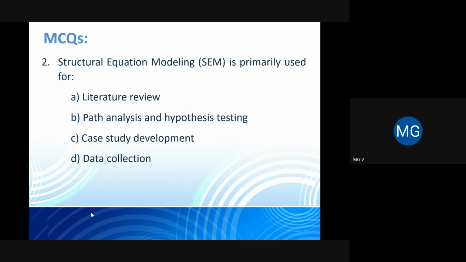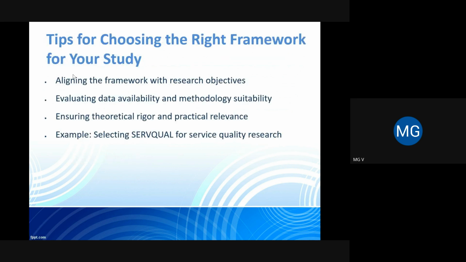Then we have gone through tips for choosing the right framework for your study, wherein we have discussed the importance of aligning the framework with research objectives, evaluating data availability and methodology suitability, ensuring theoretical rigor and practical relevance, and then the example, wherein we have discussed SERVQUAL as an appropriate choice for assessing service quality in banking or healthcare sectors. The right selection enhances research validity and applicability.